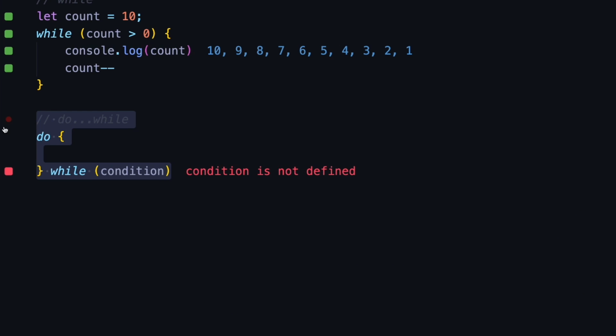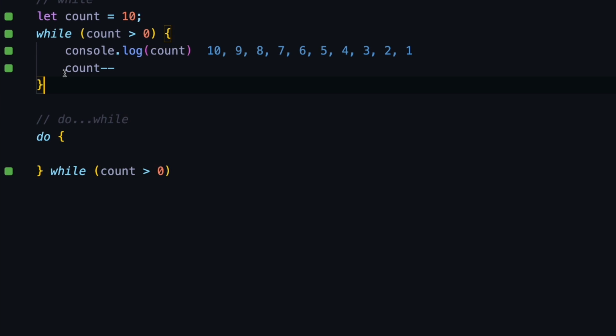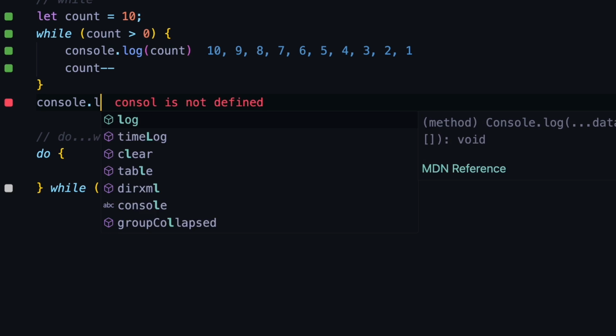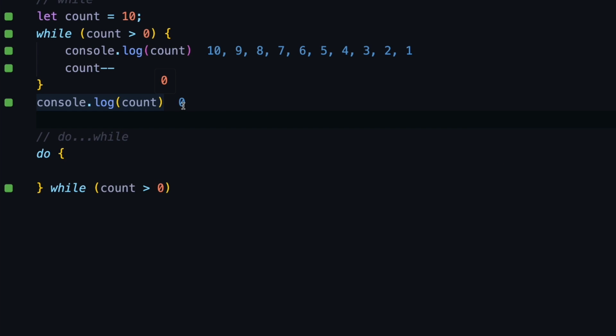This type of loop is less common than the while loop, but it can be useful in certain situations where you need to perform an action at least once before checking a condition. For example, if we set the same condition as we have in our while loop, which is count is greater than 0, since we already decremented our count value to 0, if I log the value of count here, you can see that it is set to 0 now.